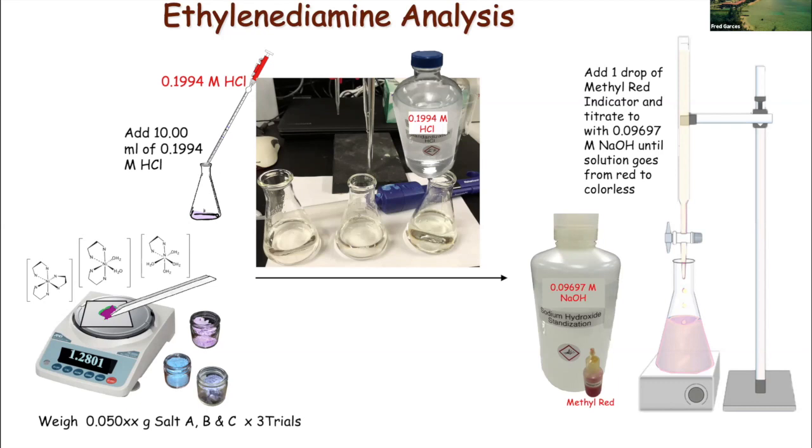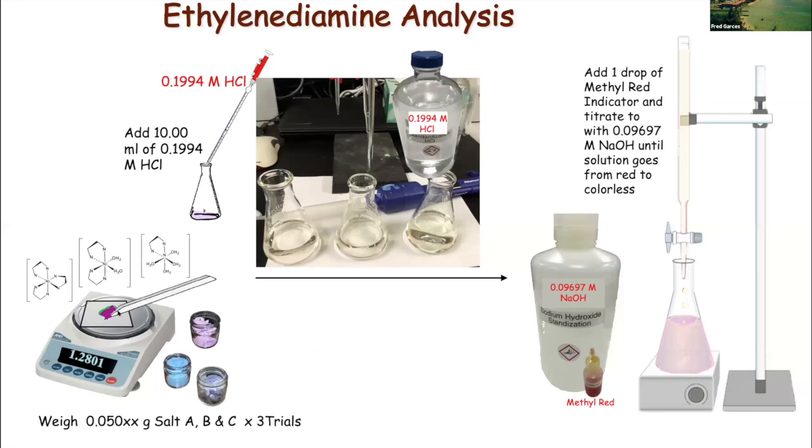For each salt, you are going to weigh approximately 0.05 grams. I need to change this number right here to the value you have for each salt. So one of you, if we were doing this experiment, would be doing salt A. Another one might be doing salt B. Another one might be doing salt C. But you will be doing this for the entire period, depending on which one you are assigned.